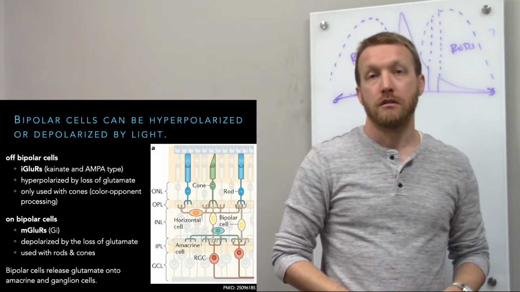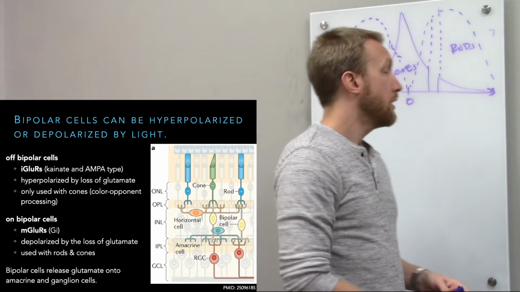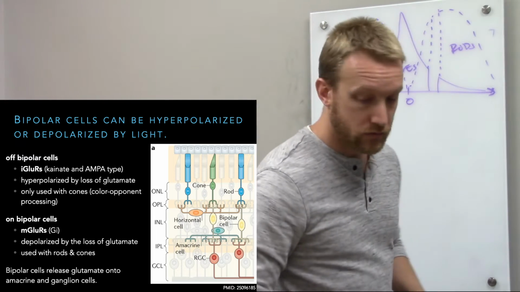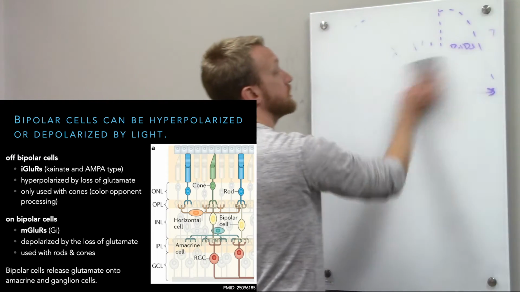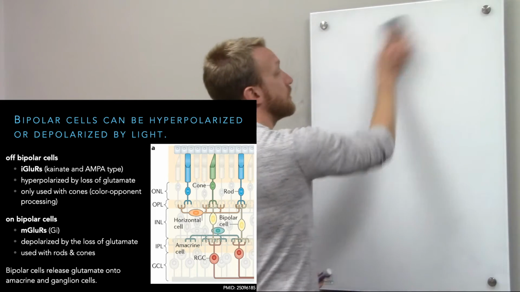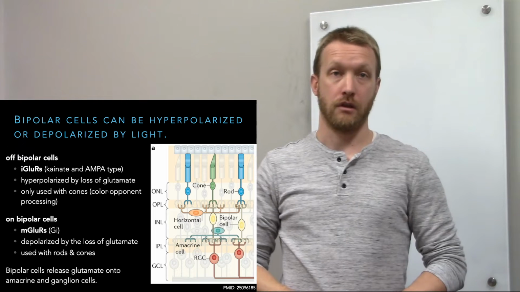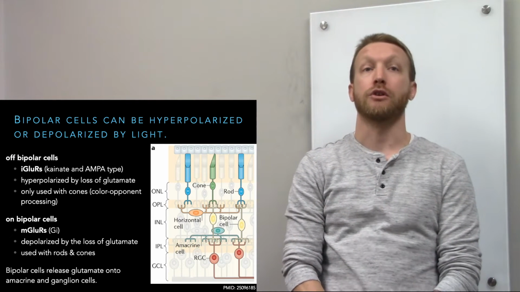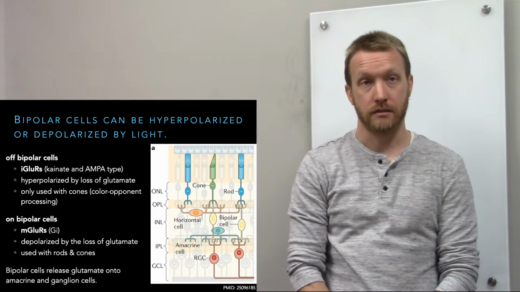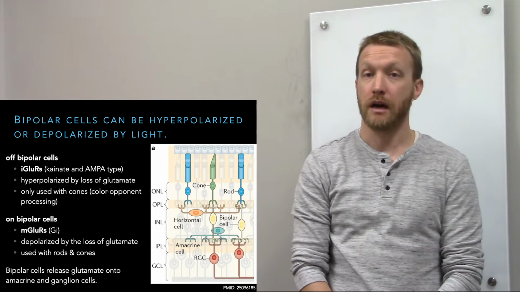Moving on, we get our bipolar cells. So we got rods and cones. Rods and cones talk to bipolar cells. So just like there are two types of photoreceptors, there are two types of bipolar cells, on and off. Off bipolar cells, as the name suggests, are turned off by light. The reason for this is that they're turned on by glutamate.